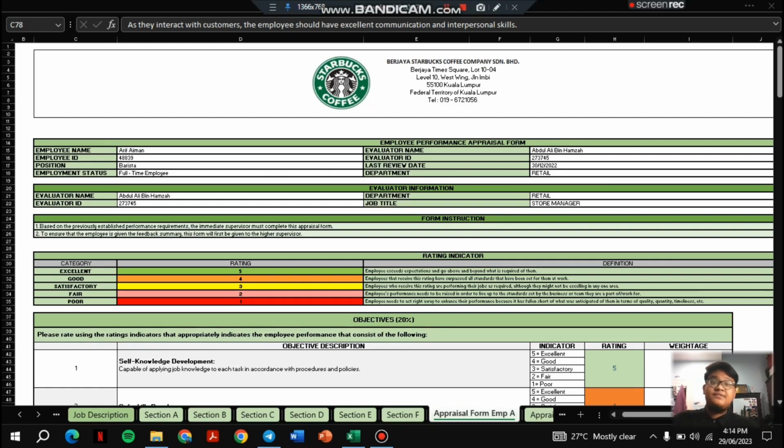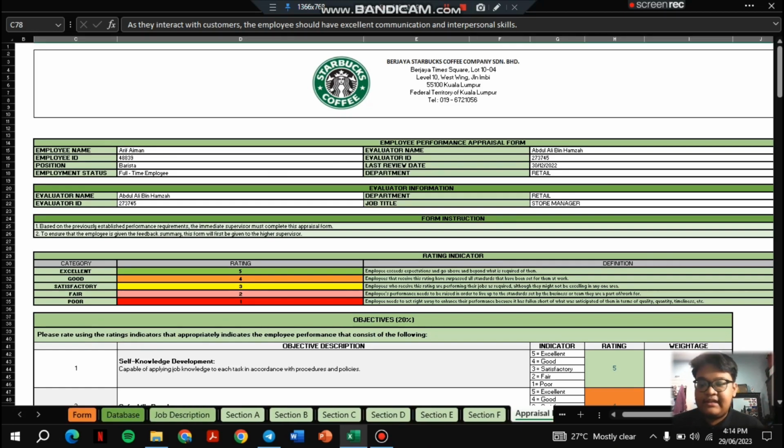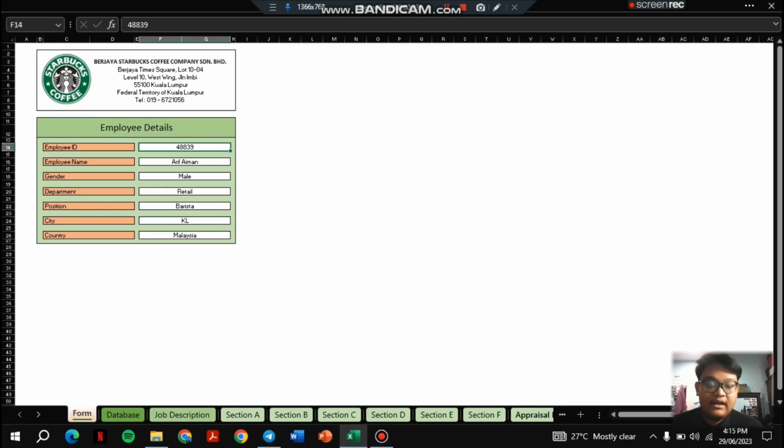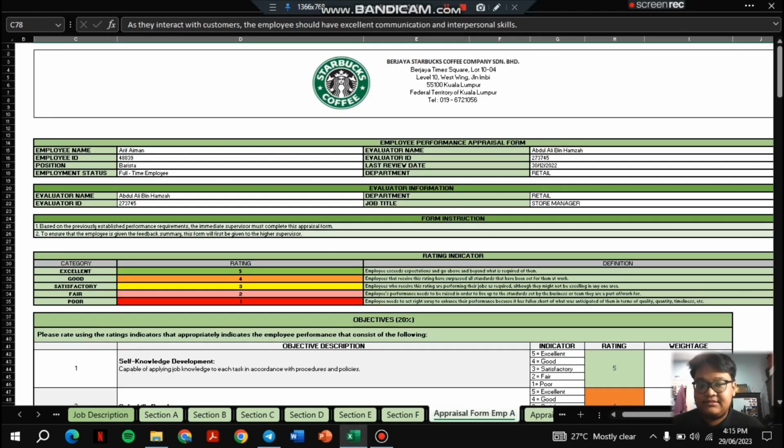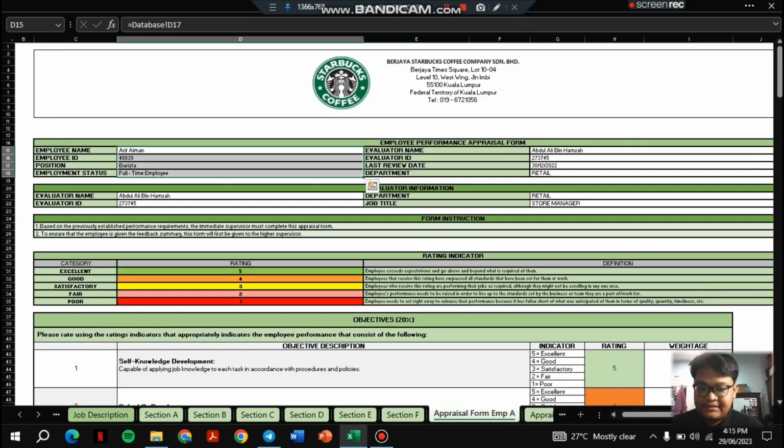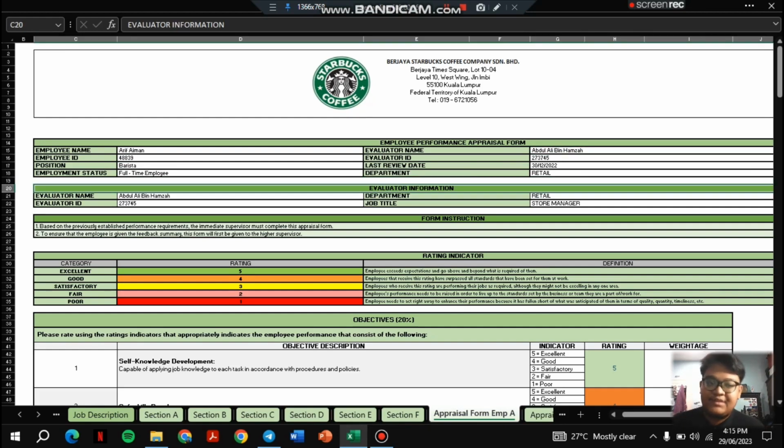Thank you. So today I will explain more about the appraisal form. Before the evaluator evaluates the performance of the employee, they must enter the information in this form, and this will be automatically keyed in here, the employee information. The next one is evaluator information. It's the same as the employee information: the evaluator name, evaluator ID, department, and position.